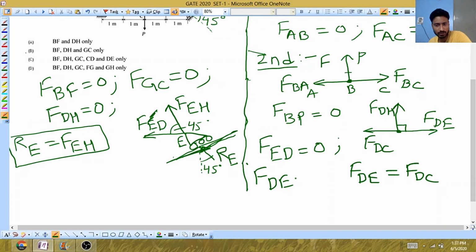You can change this way. Okay, these both are same. So since FDE is 0, FDC is equal to this, so this is also 0. But this is perpendicular, and we have observed previously that FDH is 0, so no need to do anything else. So these are the members we have determined.